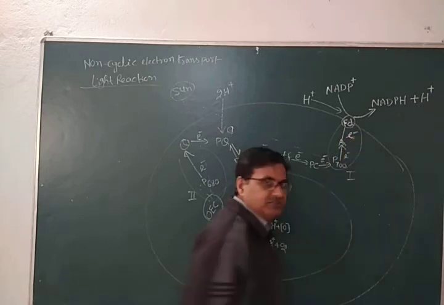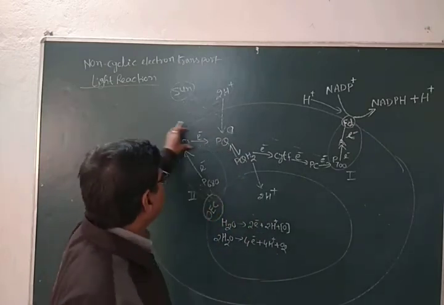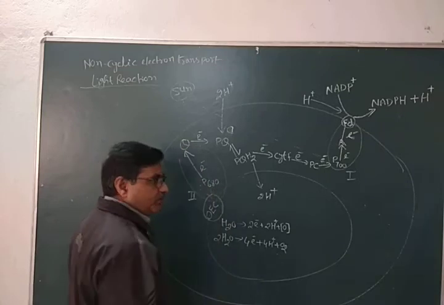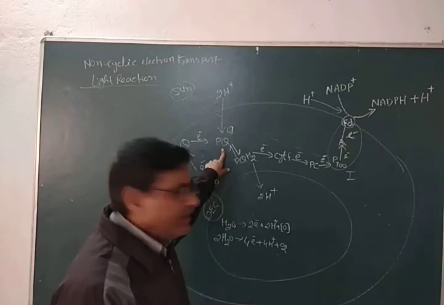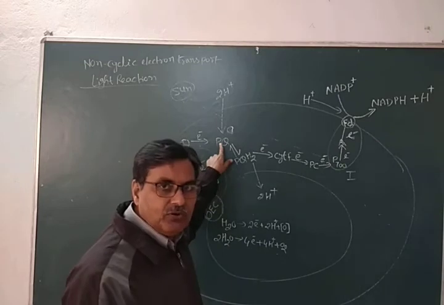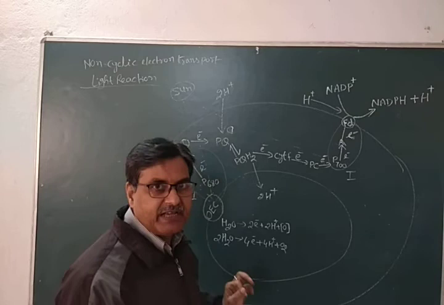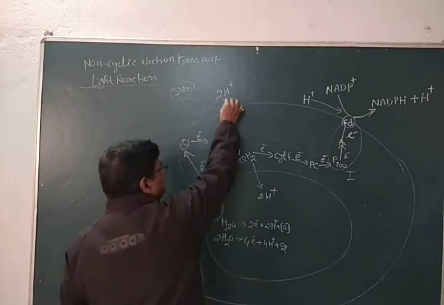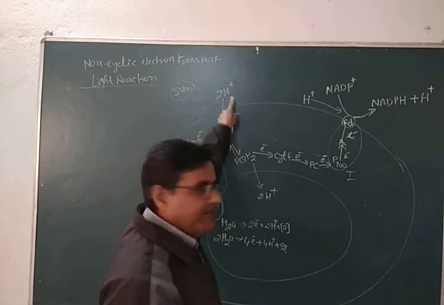This is the ferredoxin that provides the electron. So now we start this non-cyclic electron transport from here. Actually, this quinone now provides that electron to the plastoquinone. This plastoquinone is not the electron carrier, it is actually the hydrogen carrier. So now this plastoquinone also receives the hydrogen proton from the stroma.